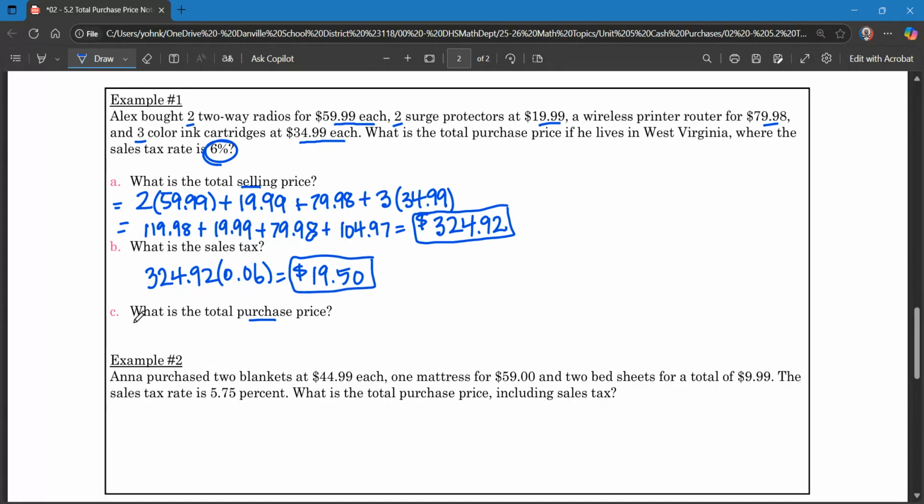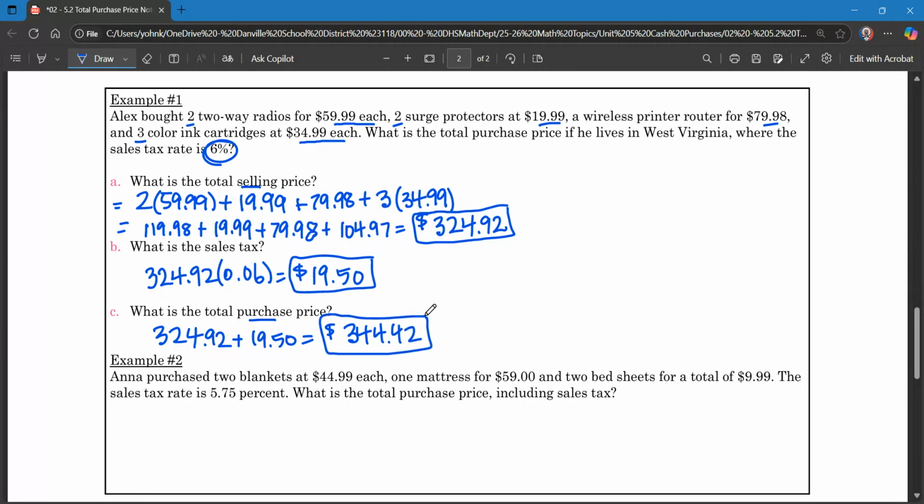Part C, this is the new section. What is the total purchase price? So I'm going to take my total selling price, which was $324.92, and I'm going to add my sales tax, which is $19.50. Add these together, I get a total purchase price of $344.42.